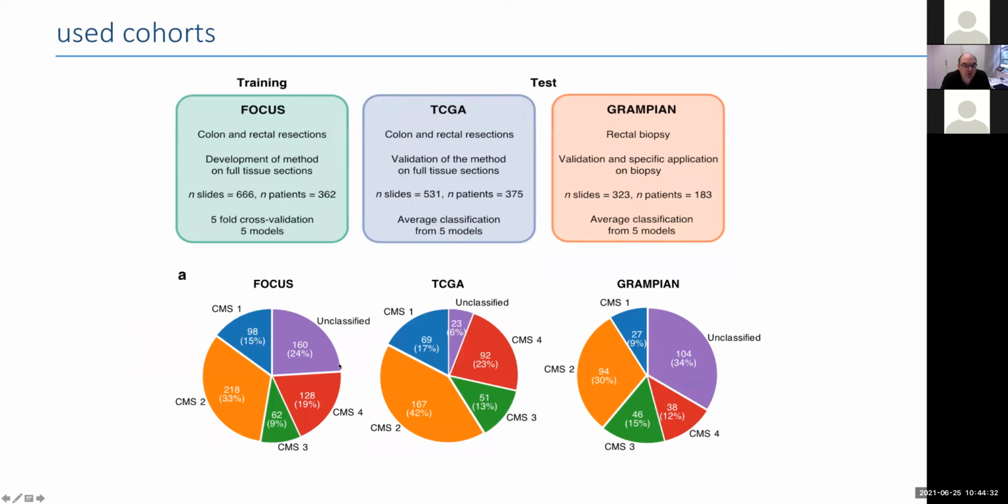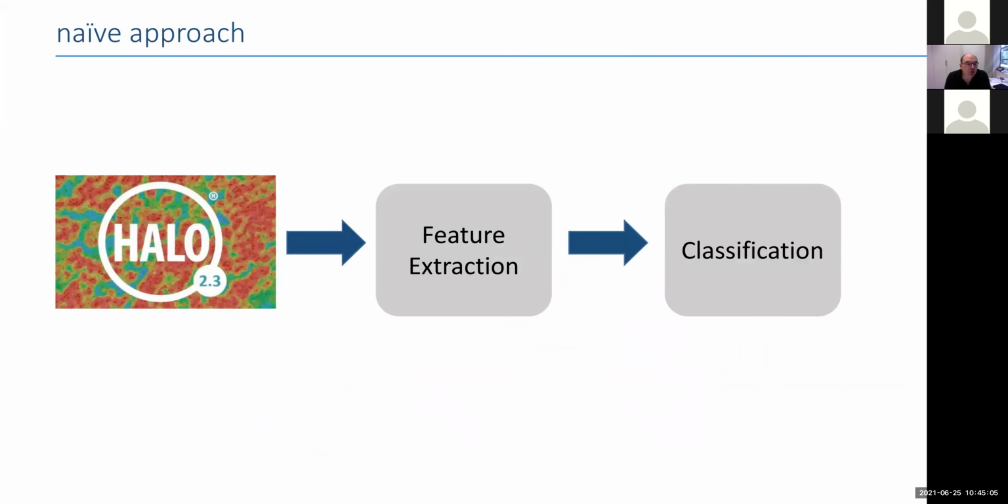We also have ground truth based on RNA sequencing, and you see here that in all cases we have some unclassified samples. These are basically samples where the RNA expression is not sufficient to call one of the classes. And you also see that in the Grampian case, remember these were the endoscopic biopsies, we have far more unclassified samples. So initially we thought, well, one of the pathologists was using HALO, a tool some of you might be familiar with. We do feature extraction and classification and everything will be easy.